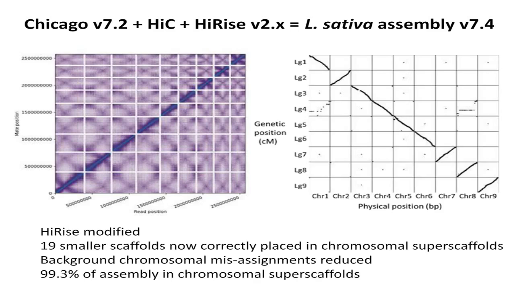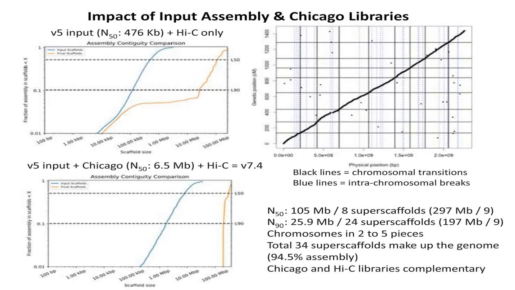Now, Dovetail used this information to polish the way that HiRISE is calling the contact frequencies, and you'll have to talk to them about exactly what the tweaks were. But this allowed us to really clean it up. The 19 smaller super scaffolds were now correctly placed in the chromosome super scaffolds, and you can see that the background chromosomal misalignments have been greatly reduced. This has now placed 99.3% of the assembly into chromosomal super scaffolds.